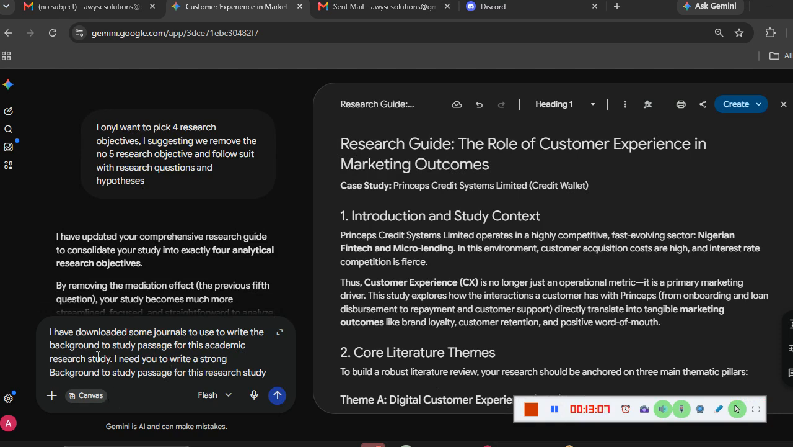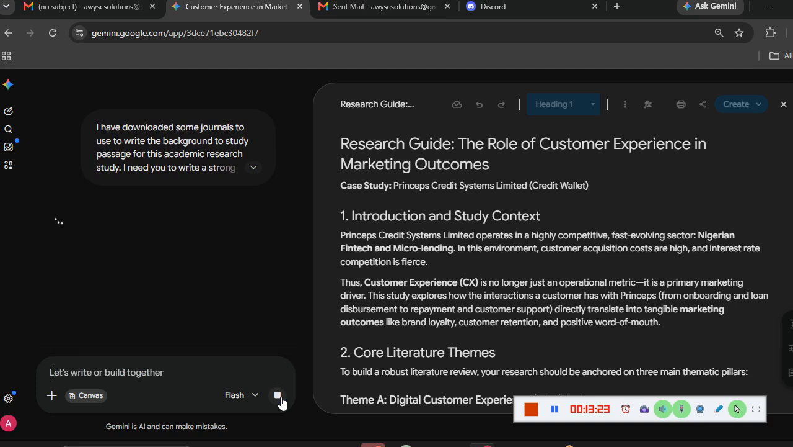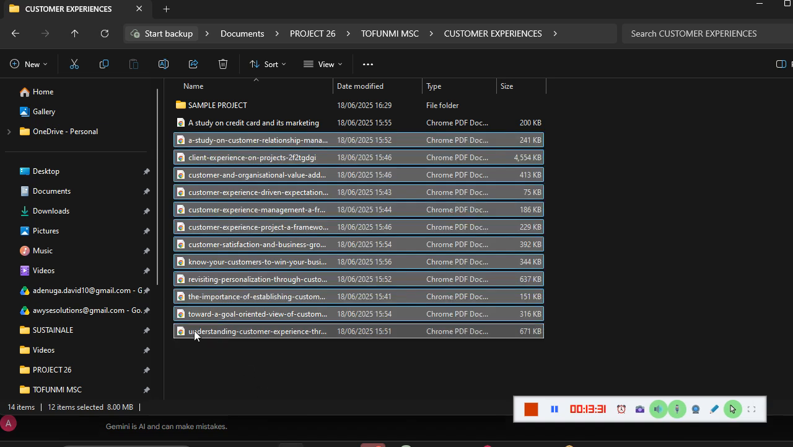Okay, so this is me interacting with the AI again, saying that I have downloaded some journals to use to write the background to study passage for this academic research study. I need you to write a strong background to study passage for this research study. So let's see. It's probably going to tell me to upload the journal, so let me quickly fetch the journal. So here they are, and let me also fetch the prompt to use.